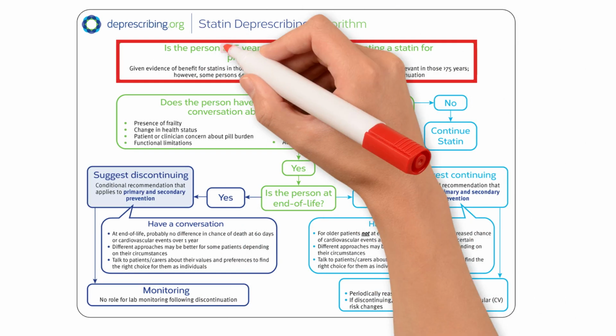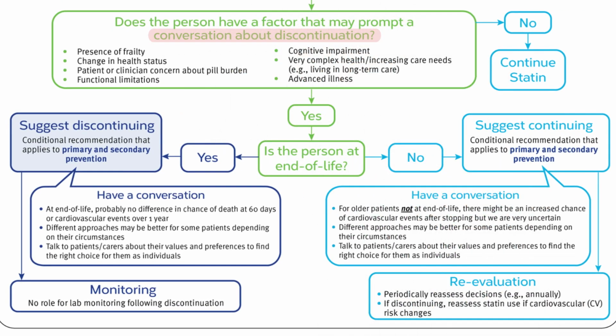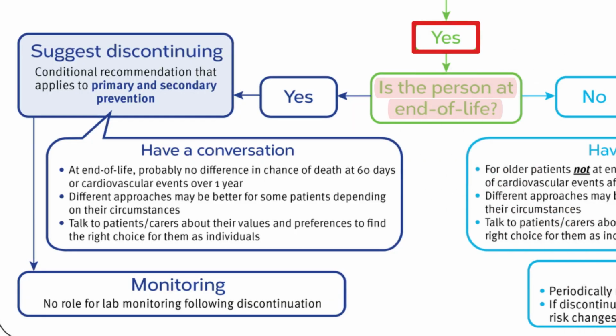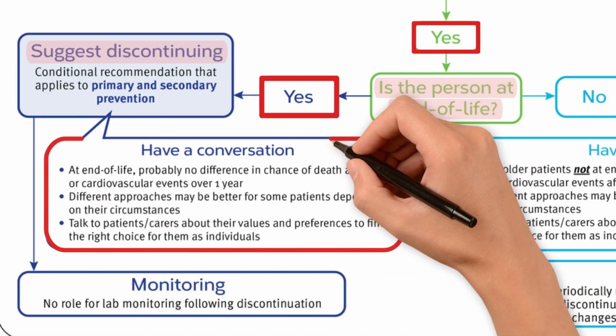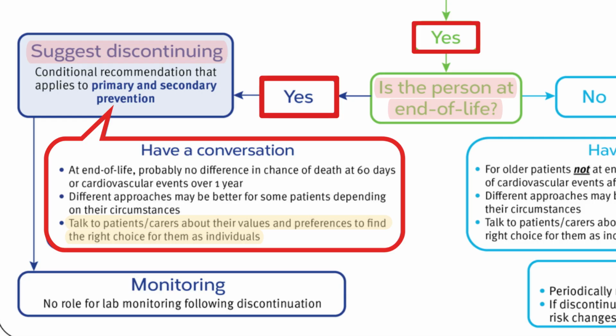Looking at our statin deprescribing algorithm, we can see that Jane has several factors that would prompt a conversation about stopping a statin. Importantly, given Jane's health, she's likely at end of life. The algorithm would lead us to consider discontinuing the statin. However, each person may feel differently about this suggestion, and it's important to have a conversation with patients and carers about their goals and preferences.